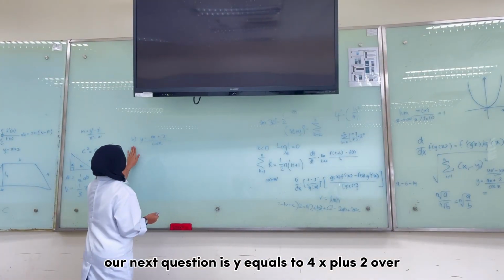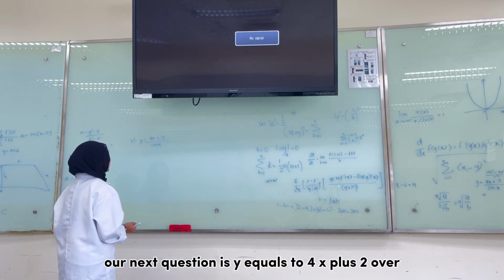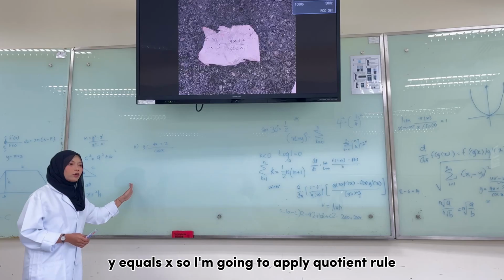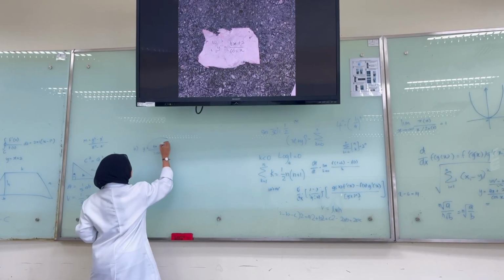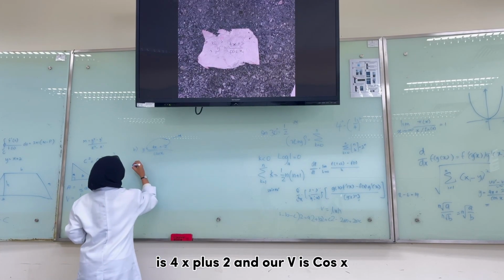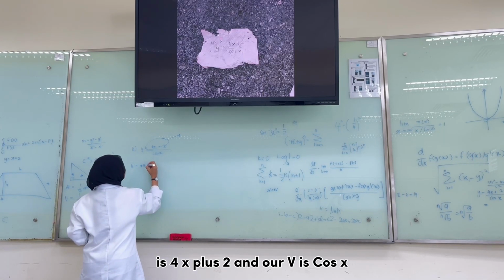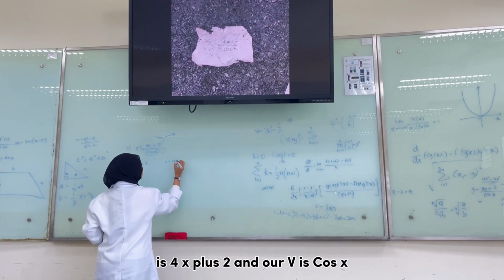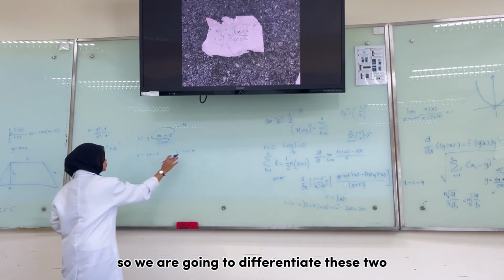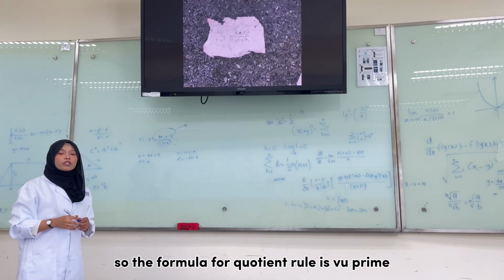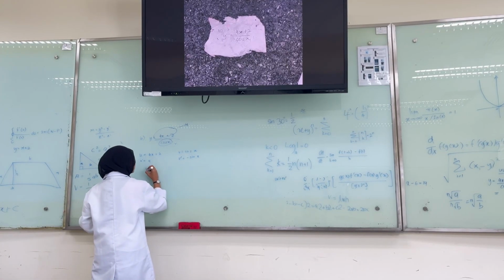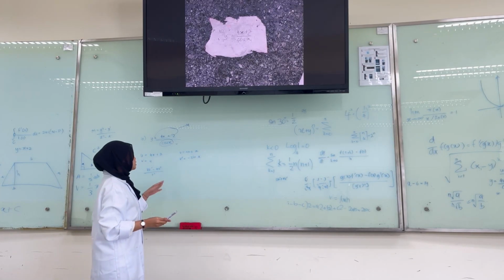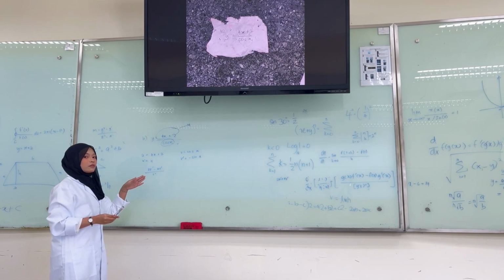So our expression is y equals to 4x plus 2 over root cos x. So I'm going to apply quotient rule. So our u is 4x plus 2 and our v is cos x. We are going to differentiate these two. So the formula for quotient rule is vu prime minus uv prime over v squared.